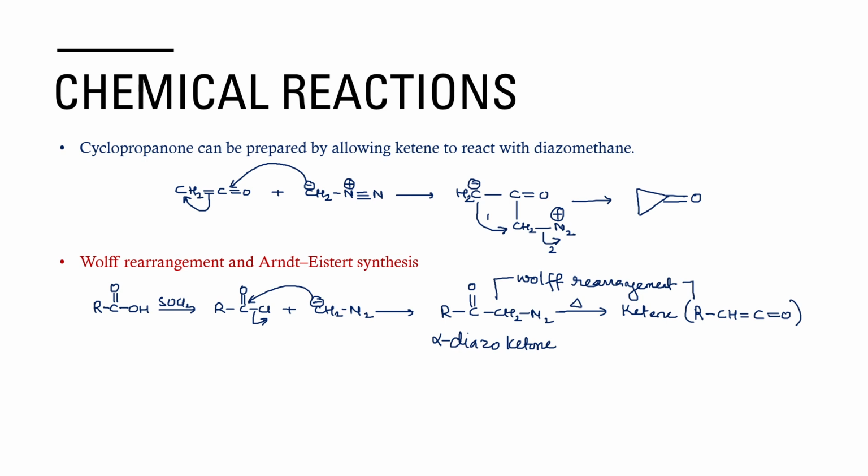After this, if you treat the ketene with water, you will get a higher carboxylic acid, RCH2COOH. So this whole reaction is called Arndt-Eistert synthesis, within which Wolff rearrangement is occurring. This step is Wolff rearrangement. This whole conversion from this carboxylic acid to this carboxylic acid is the Arndt-Eistert synthesis. Now how does this reaction take place? How does diazomethane convert to ketene?